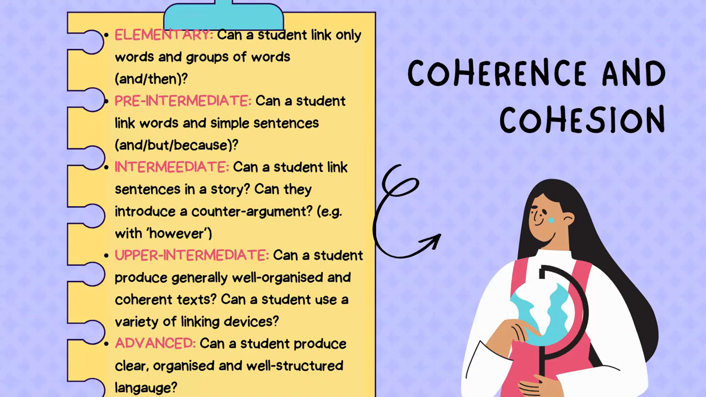So, when assessing this criterion, ask yourself, if we talk about an elementary level student, can a student link only words and groups of words with basic connectors like and, then, and so on? For pre-intermediate level students, can a student link words and simple sentences with such linkers as and, but, because? Intermediate level students, can they link sentences in a story?